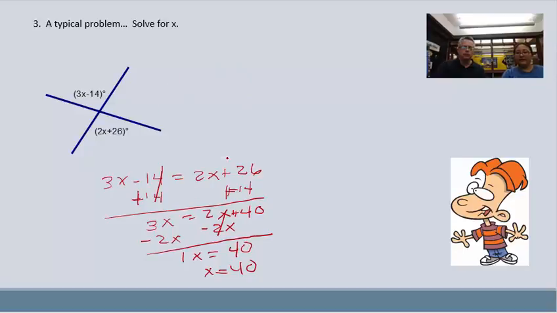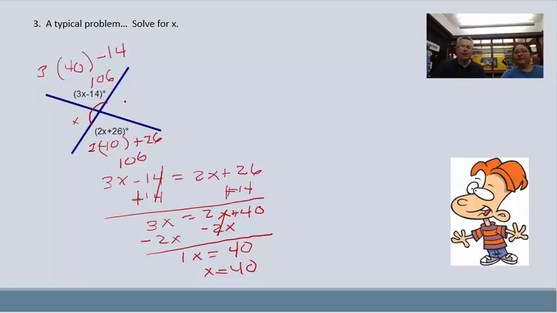So if we plug 40 into this angle here, we have 3 times 40 minus 14, which would be 106. So now we know that if this is 106, this has to be 106, right? We can try it. 2 times 40 plus 26. 2 times 40 is 80, plus 26 is 106. So we're just checking, it works. We should be able to take our answer and demonstrate that it works. If x is 40, both of those angles are 106, and they're equal.